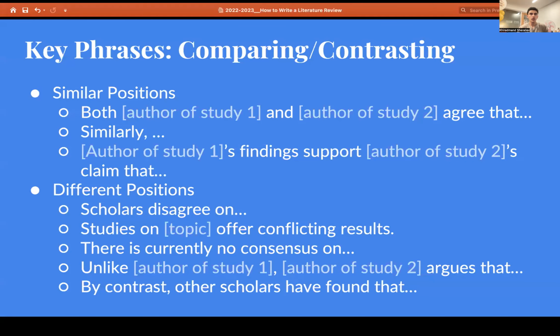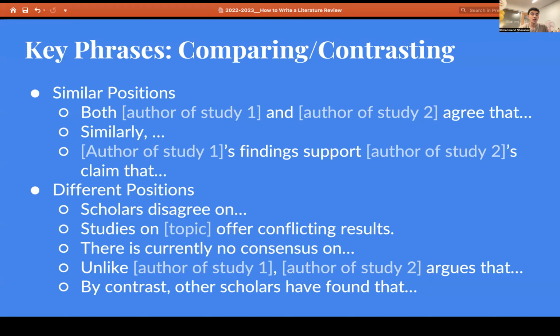And then you can use the following key phrases on comparing and contrasting. So when it comes to similar positions, right, you may say both author 1 and author 2 agree that something, something, or similarly, or author of study 1's findings support author of study 2's claim that, and then you explain.